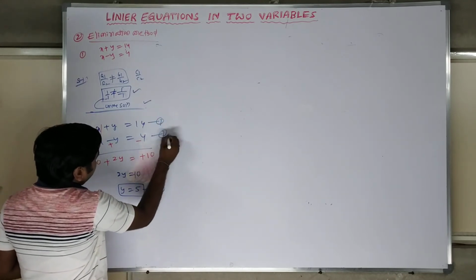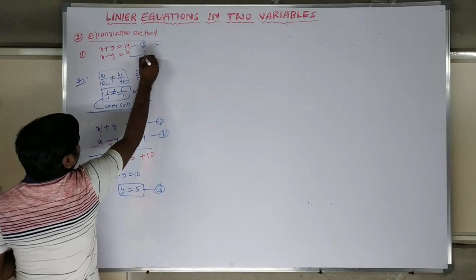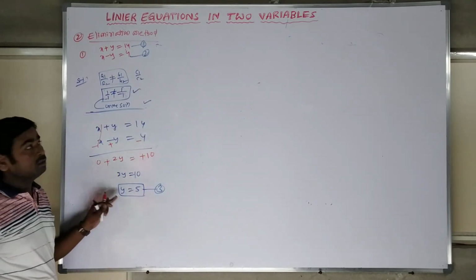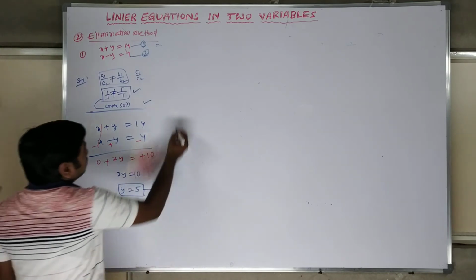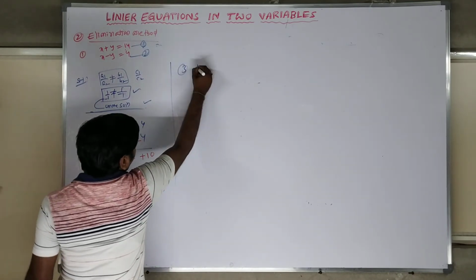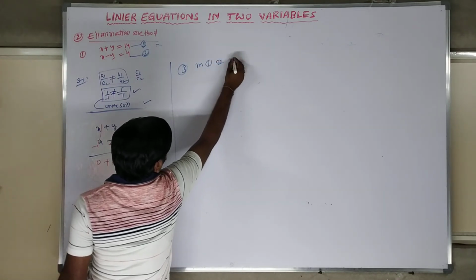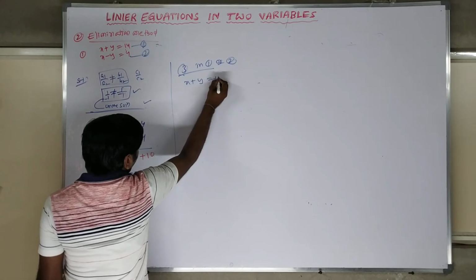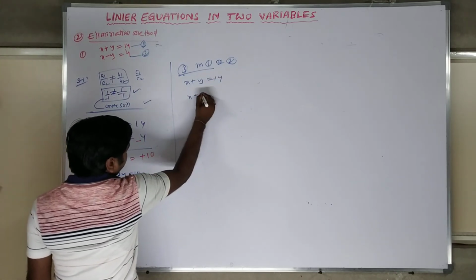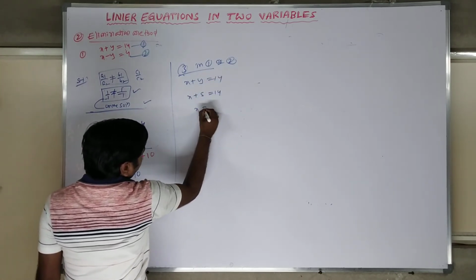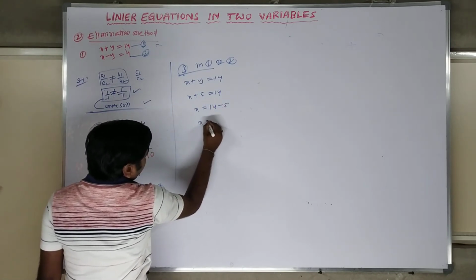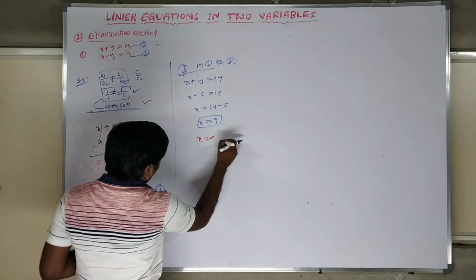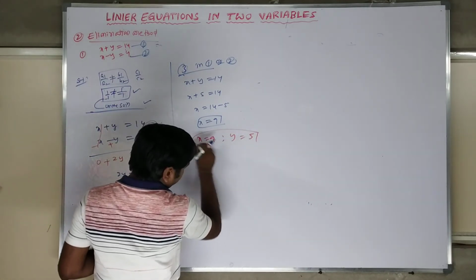This is 1, this is 2. It's easy to understand. After getting the y value, please substitute in any one equation, 3 in 1 or 2, to find x. I can substitute directly, easy here. So x plus y is equal to 14, x plus 5 is equal to 14, x is equal to 14 minus 5. So x is equal to 9. So I got x is equal to 9 and y is equal to 5.